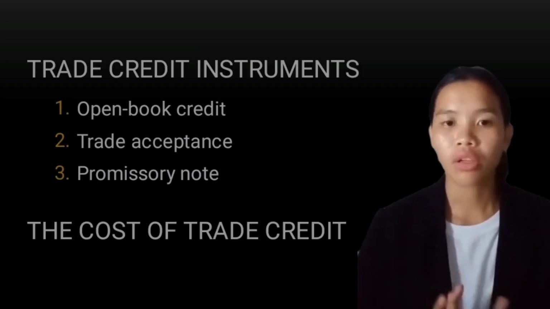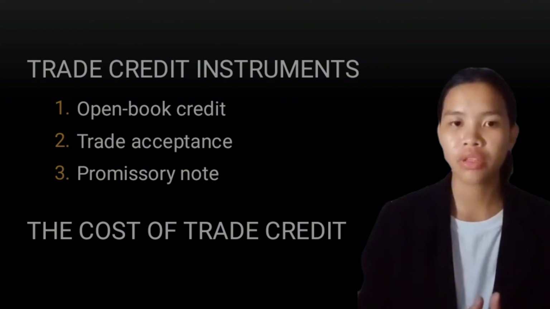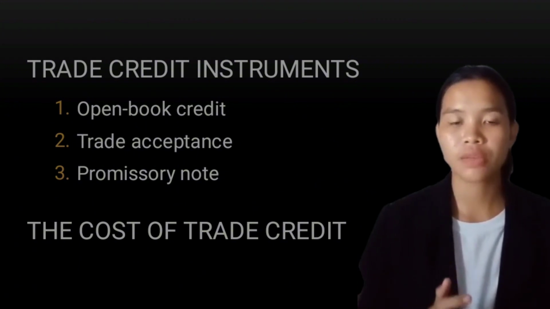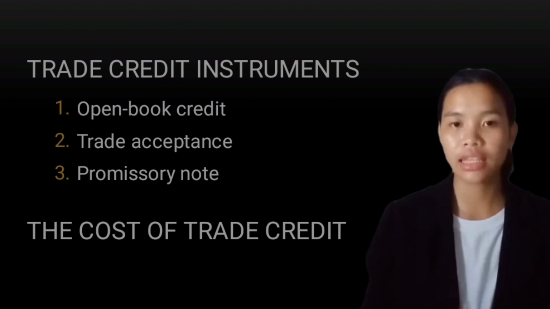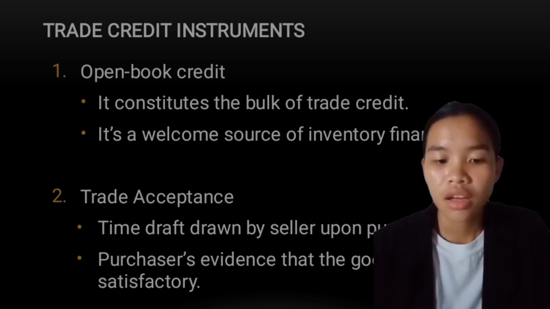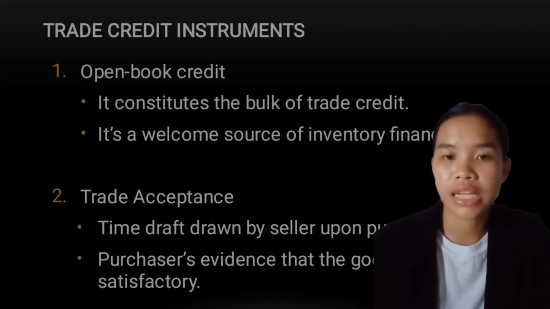So I will tackle about the trade credit instruments, which is the open book credit, the trade acceptance, promissory note, and lastly the cost of trade credits. Open book credit constitutes the bulk of trade credit. It's a welcome source of inventory financing.